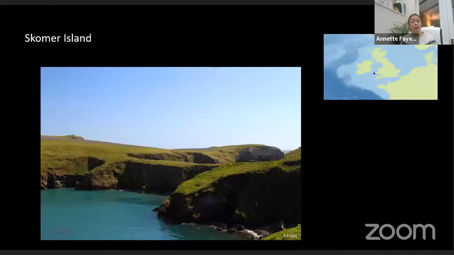So most of my research is done on Skomer Island, which is a small island in Pembrokeshire, Southwest Wales. It's uninhabited. You can see here, this is the warden's house, and this is where I stay when I do my research. And this is an island that's absolutely full of seabirds. So if I told you that on this picture, there are tens of thousands of seabirds, you probably wouldn't believe me, but actually there are, and they're all underground.